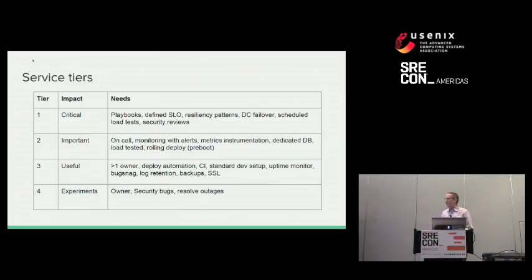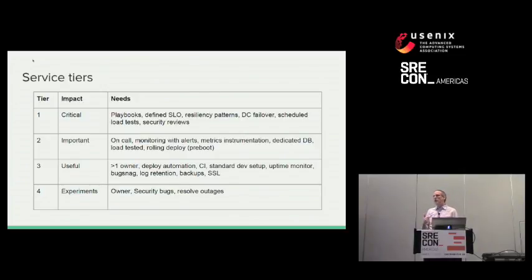Then the next level up is systems that are doing something useful, but it's not the end of the world if they go down in the night. For this one, there has to be more than one owner, so we don't have a bus factor problem. There has to be all the infrastructure in place so that the team can work on it.